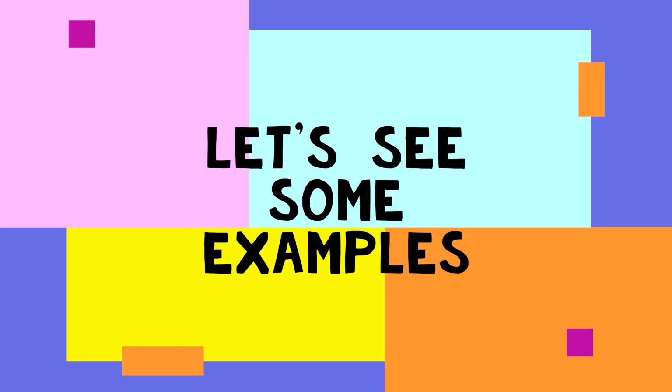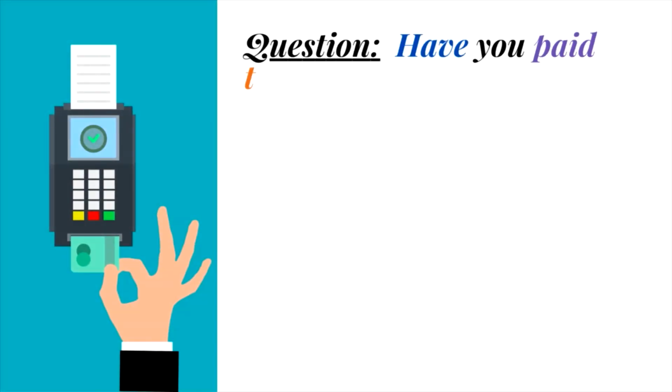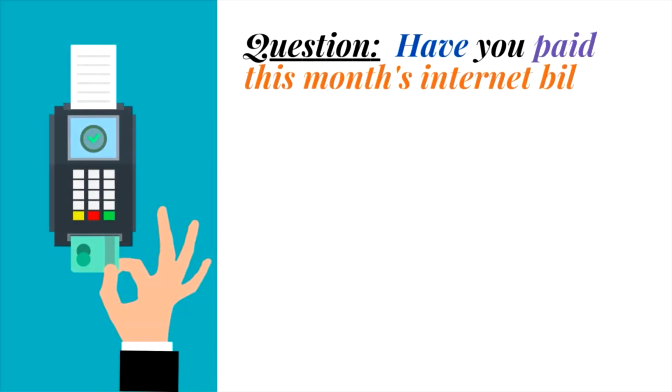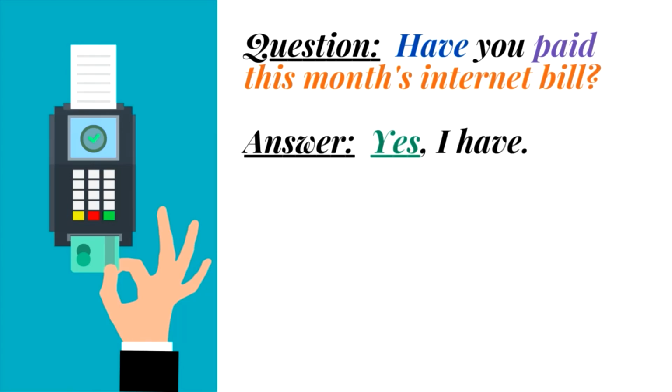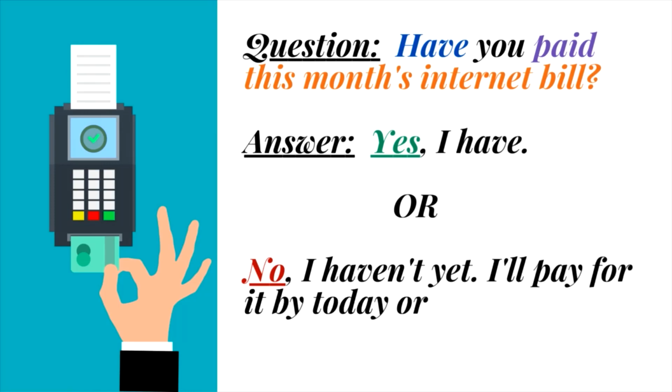Let's see some examples. Have you paid this month's internet bill? Yes, I have. Or if it's a negative answer, you could say, no, I haven't yet. I'll pay for it by today or tomorrow.